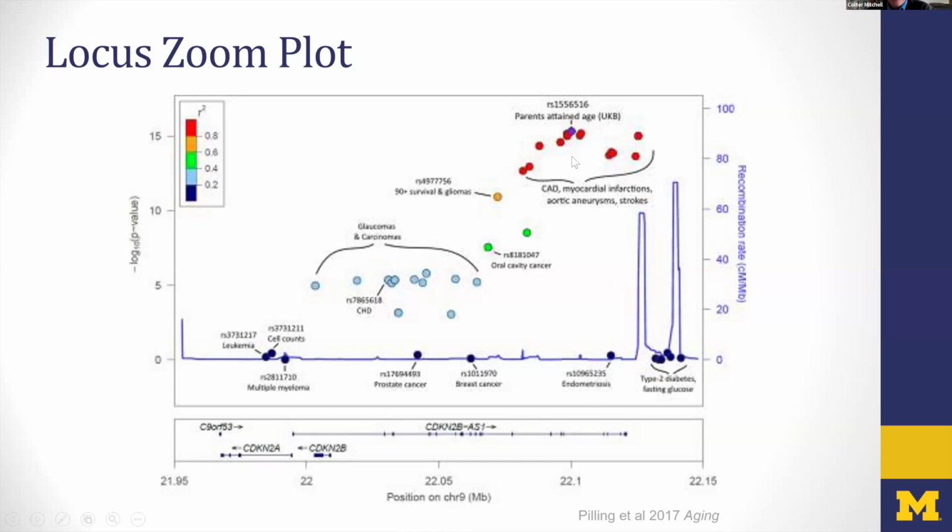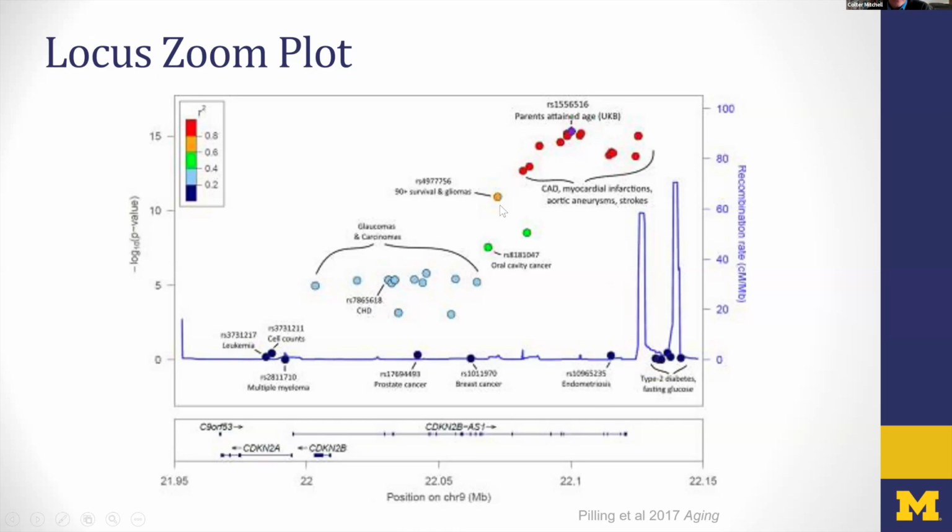So at the top here, you see that top hit, what we would call it, for parents' attained age. So that is one genetic measure. And you start to see, oh, here's some other ones that are highly correlated. That's what the colors mean. The red means they're highly correlated with it. And in fact, a lot of them had been found to be related to different strokes and aneurysms and MI. So that makes sense. Those are ways in which people might die.